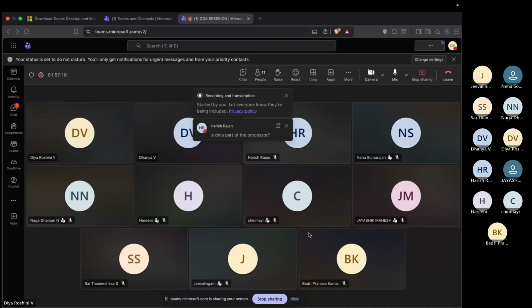On DMA, I'm not very sure, but I don't think it's a part of the processor. As I told, it is a part of the interface, and the interface is not on the processor, I guess. So I'll check on it, Harish.